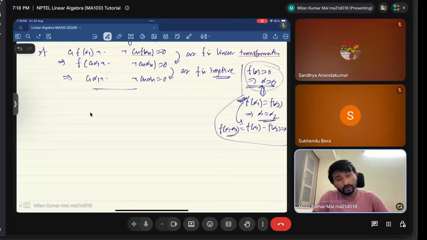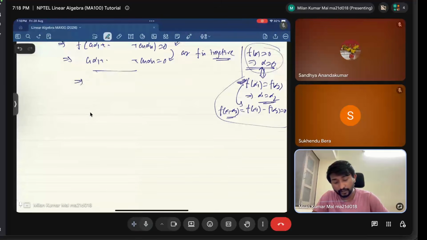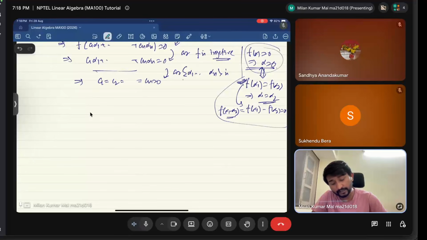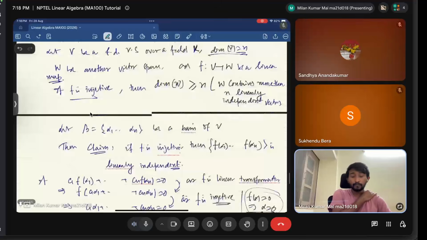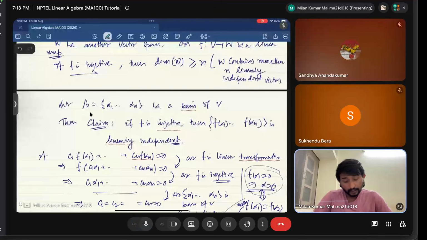So this happens, but we know that alpha 1, alpha 2, up to alpha n are linearly independent because they form a basis. So this will give c1 equals c2 equals all the way cn equals 0. This happens as the set alpha 1, alpha 2, up to alpha n is a basis of V. So in particular, they are linearly independent. So what we obtained is that if we take alpha 1 to alpha n as a basis in the vector space V, then f of alpha 1 to f of alpha n are linearly independent. That's what we got.